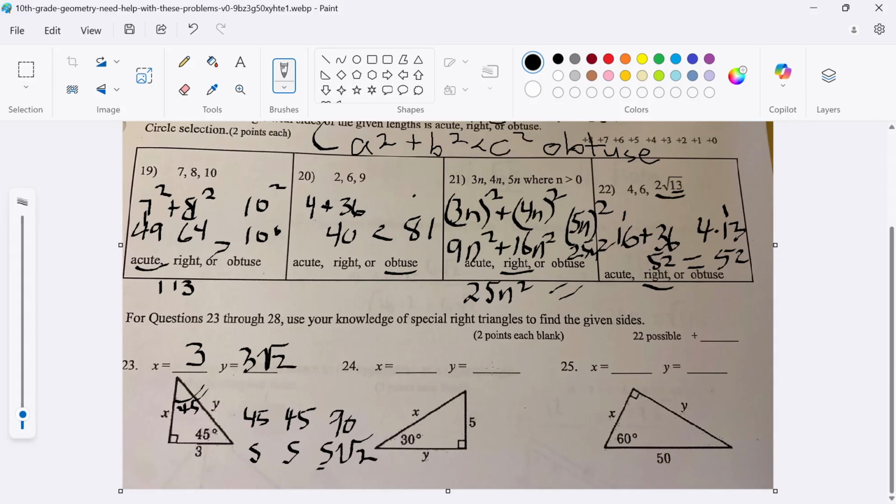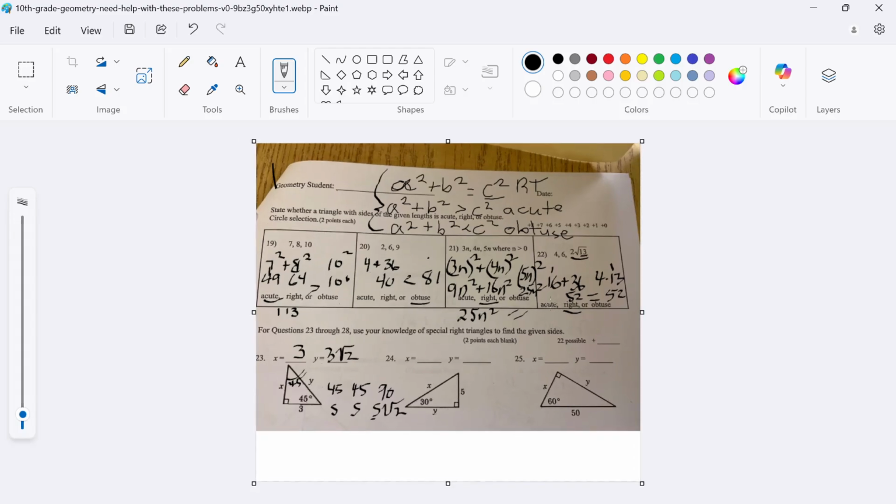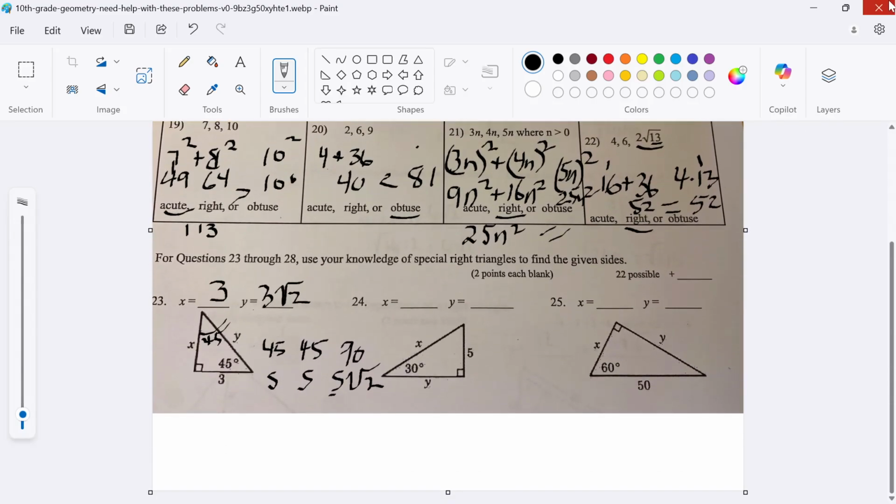Next one. Hold on, let me make a little bit more room here. I just need scrolling room. Okay, the next one. This is a 30, 60, 90 triangle. And in a 30, 60, 90, side opposite 30, if I call that S, side opposite 90 is 2 times S, and the side opposite 60 is S square root of 3. So here, it's given me the side opposite 30 is 5, so the side opposite 90, which is x, is 2 times 5, or 10.